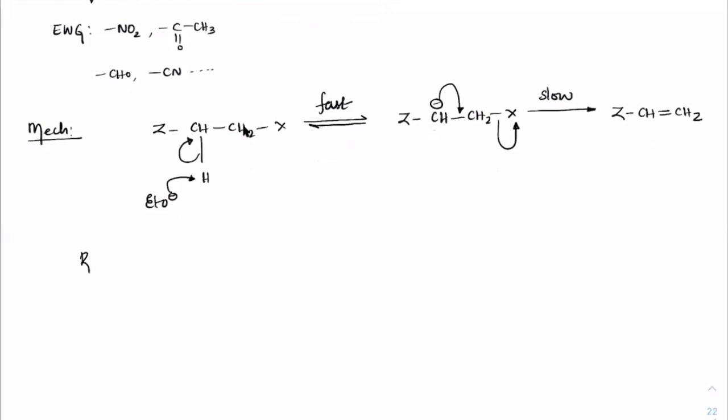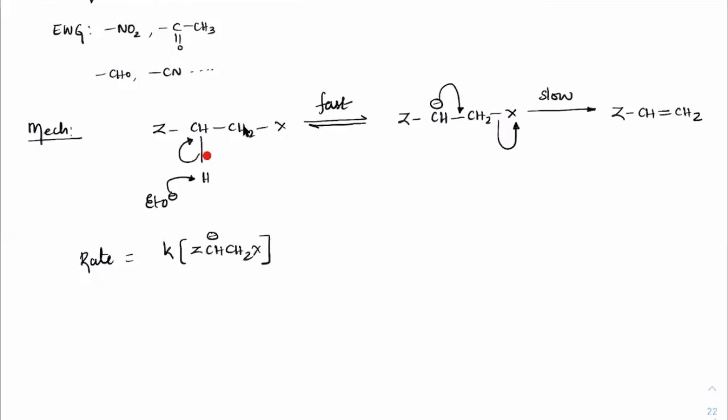So the rate of the reaction, if you observe, depends upon some rate constant K, and you have to check out the slow step. So you can see this is the slow step. In the slow step, there is only one of this intermediate, that is ZCH CH2X minus. This is the intermediate which you have.